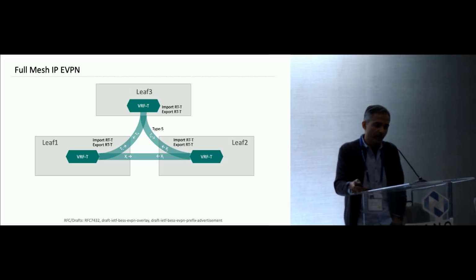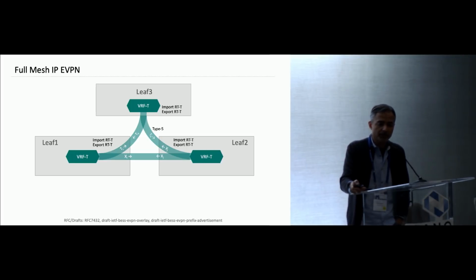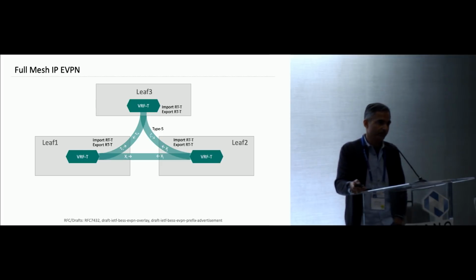So you can have different overlay topologies with the IP-based overlays. In this case, we have a full mesh topology, and the way the full mesh topology happens here is we import and export the same route target, and we have basically a full mesh topology, right? All of these VRFs see each other's routes.